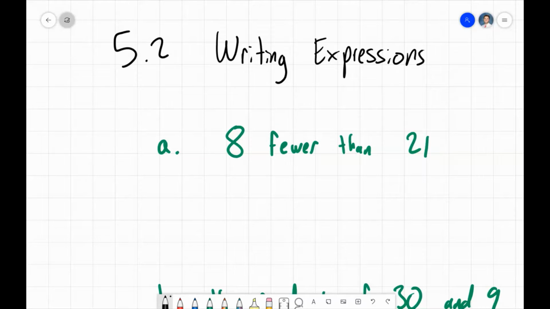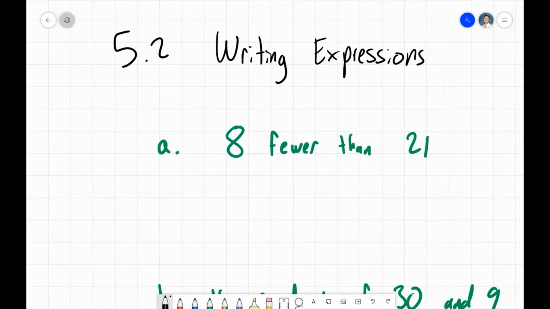In this video, we are looking at writing expressions. We'll be looking at word forms and basically sentences, things that represent actual mathematical expressions, and we will be writing them. We're going to start with a few numerical expressions before moving on to algebraic expressions.